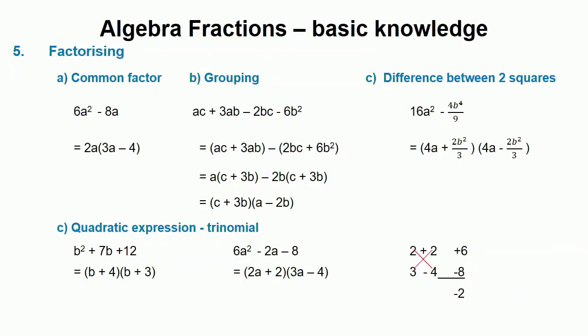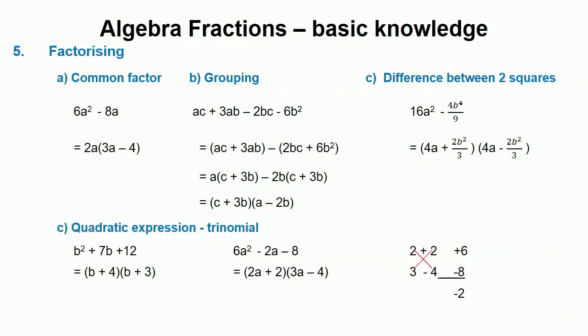Now I look at the second bracket. What can I take out from both? What can divide into the 2bc and the 6b squared? 2b. So I divide 2bc by 2b and I only get c in the bracket. And plus 6 divided by minus 2 gives me, the 6 divided by 2 is 3, and the b squared divided by b is b, and the plus stays plus. I've already changed it, and the plus stays plus.